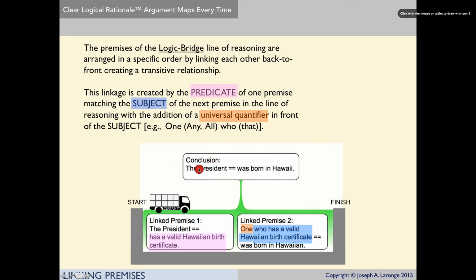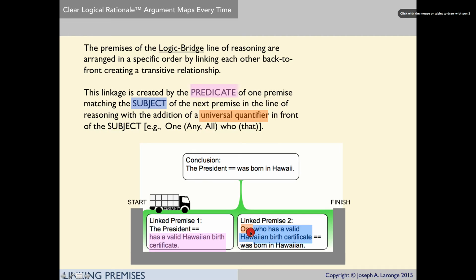So here you can see, here we have the conclusion or the contention that the president, which is the subject, and the predicate phrase was born in Hawaii. And so now we're talking about how do we link each premise to the next. There could be more here. How do they each link? What you do is the predicate phrase of one premise must become part of the subject phrase of the next premise. So these are identical, this red and this blue.